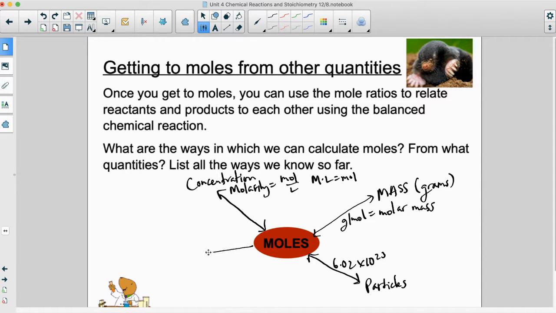The other thing we can do is convert from volume to moles, or from pressure to moles. And we can use the ideal gas law for this. So we can go to volume if we know the pressure and temperature, or we can go to pressure if we know the volume and the temperature. The other thing, recall that at STP, at standard temperature and pressure, we have 22.4 liters per mole. So that's going to involve gases here.